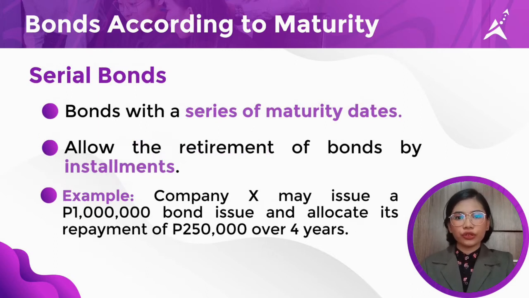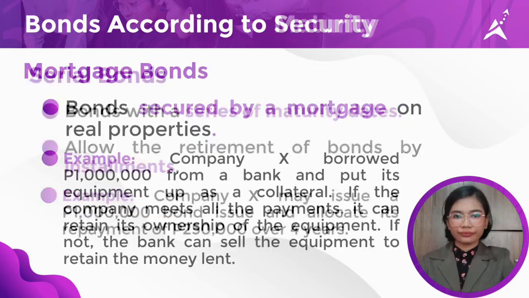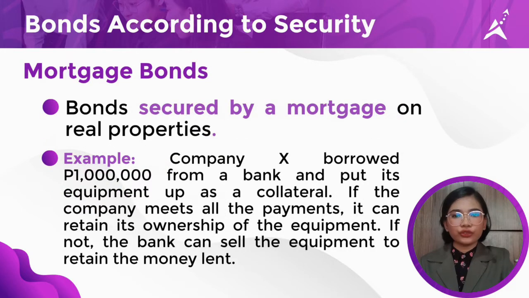Unlike in term bonds, which allows a one-time payment of the principal, in serial bonds, multiple or a series of payment of principal exists. Also, it allows the retirement of bonds by installments. Here is an example. Company X may issue a 1 million pesos bond issue and allocate its repayment of 250,000 pesos over 4 years. Next are bonds according to security.